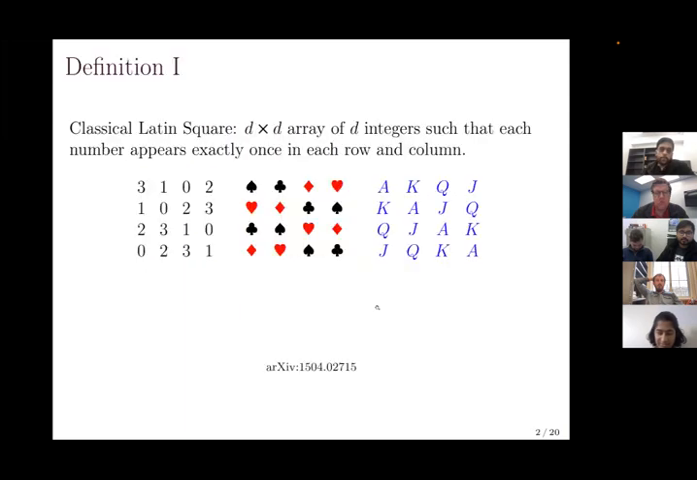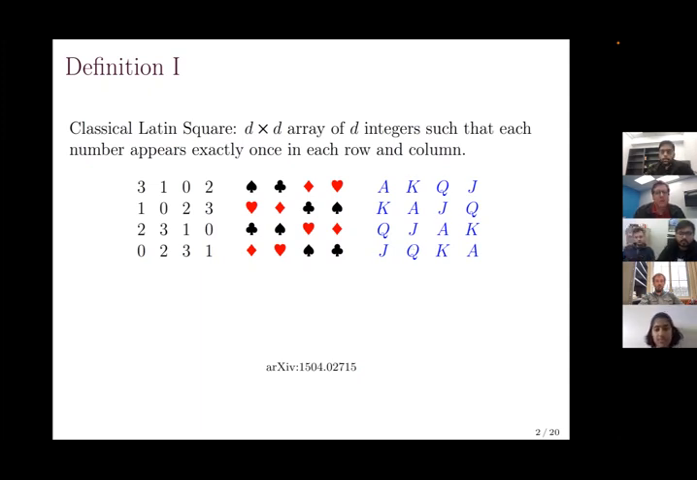Going into the problem, it's based on Latin squares. So what is a Latin square? A Latin square is a d by d array of d integers such that each number appears exactly once in each row and column. For example, if I take the integers 0, 1, 2, 3, I can arrange them in this order, and you can see that there are no repetitions in a row or in a column. Similarly, you can see it as an array of card suits or card ranks also.